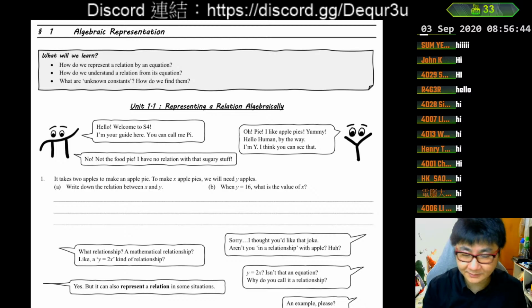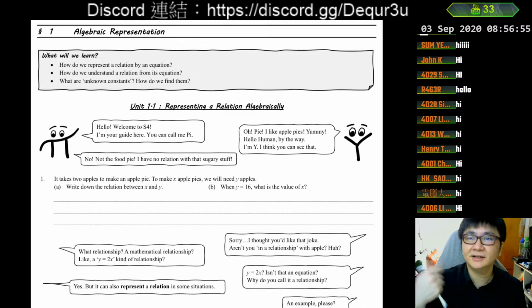So here we want to talk about the relation, using an algebraic way. That means we use mathematical ways. Algebraic especially means there are some numbers, some symbols. So we try to use symbols and numbers to represent a relation.